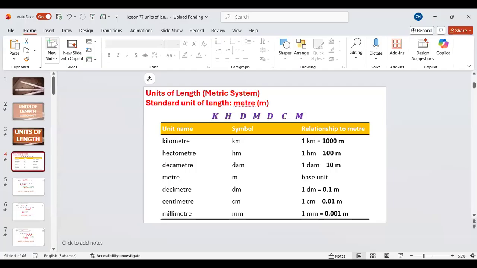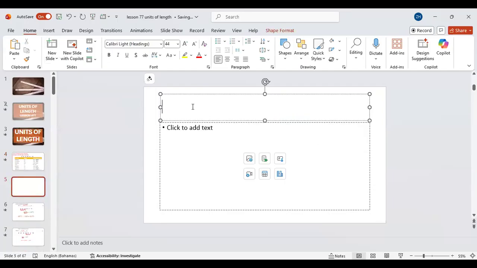So what we're going to be doing today is looking at some questions. Let me go ahead and head up. My name is Mr. Petit. Today is Tuesday, the 27th of January, 2026.